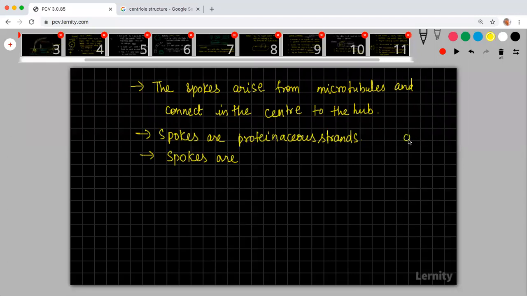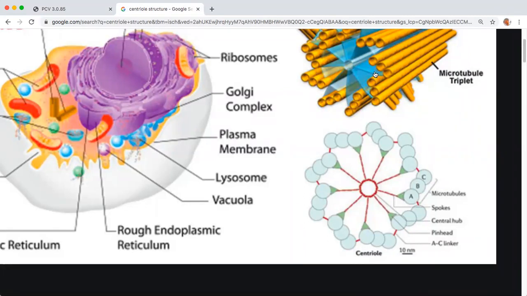You have this triplet. Each triplet is there. In between the triplets, there is a linker protein. From here, there is one thing which is connecting. This radial spoke will be connecting in the core. This is called a spoke. In this picture, you are able to see this blue color. This blue color is called the spoke. Where is it starting from? It is starting from the triplet, and then it is connecting to the center. The center is called the hub. So in between, you are seeing this blue color structure, which is the spoke.